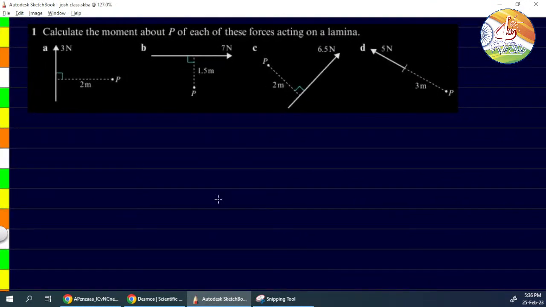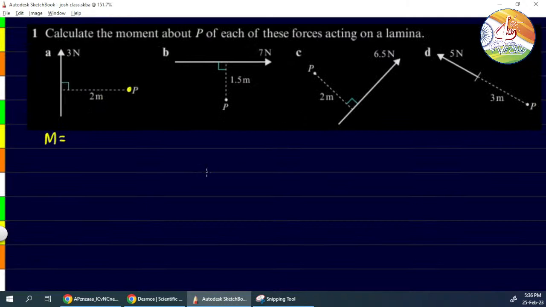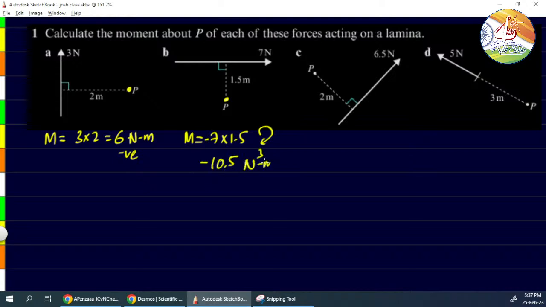Okay, ready? So moment here is very simple. Already force is perpendicular. So this is 3 times 2, that is 6 Newton meter. And it is in clockwise direction, so you can take it as minus. Then this one, here again the perpendicular distance is directly given. So moment is 7 times 1.5, and this one is clockwise. Clockwise means again negative, minus. So 7 5 is 35, 3 7 10.5, minus 10.5 Newton meter.